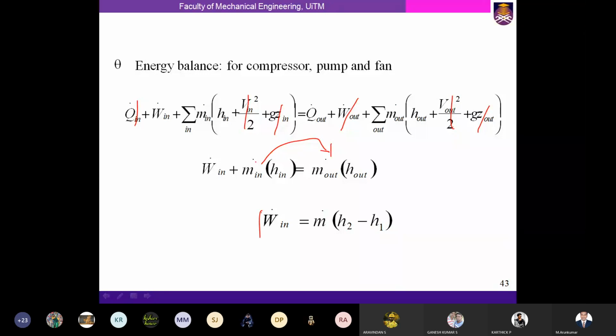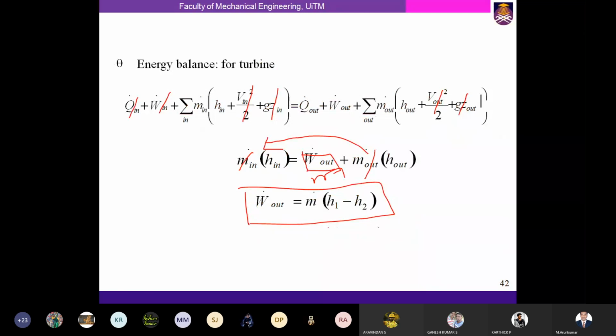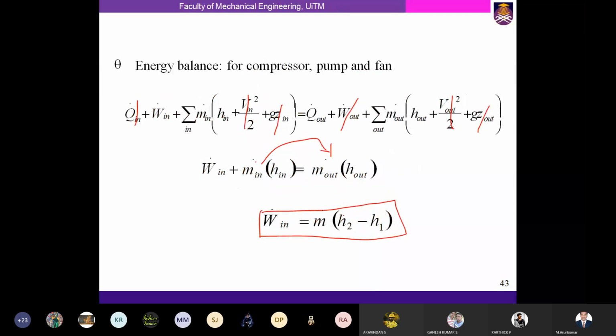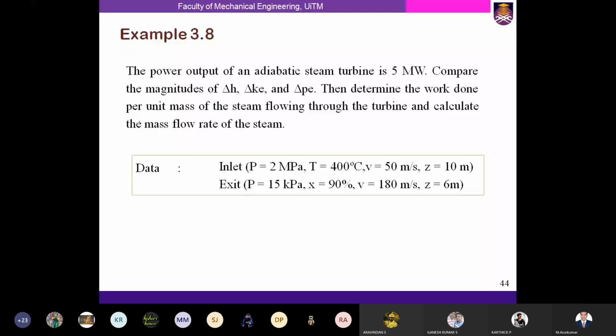Just remember these formulas alone. If you want to derive this equation, in some other cases, any questions may be asked. So just know how to derive this equation. W in for a compressor is M dot into H2 minus H1, whereas in the case of a turbine, W out can be calculated by the mass flow rate into H1 minus H2. Using that formula, we can solve this problem.